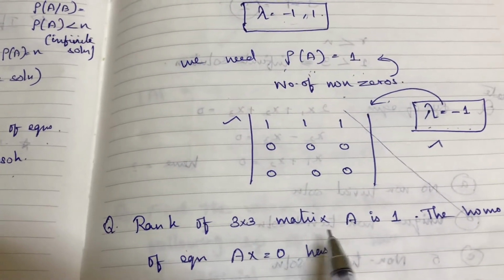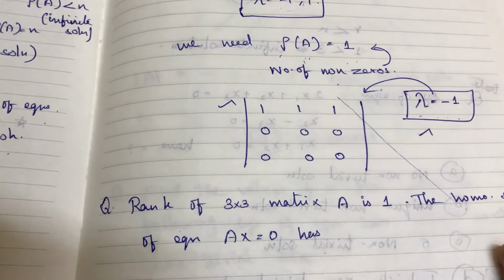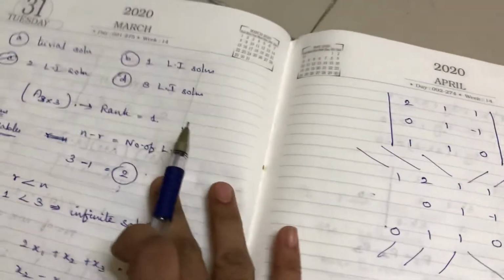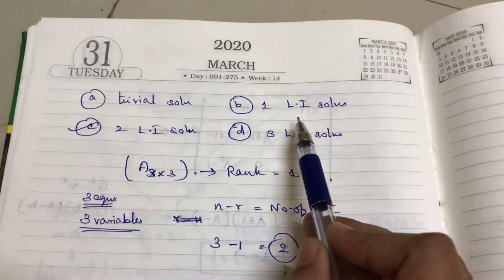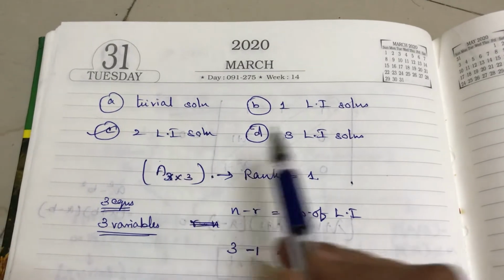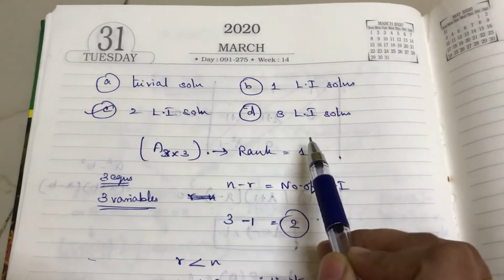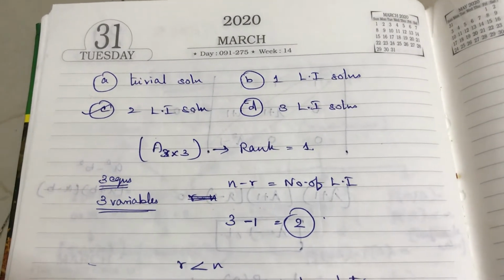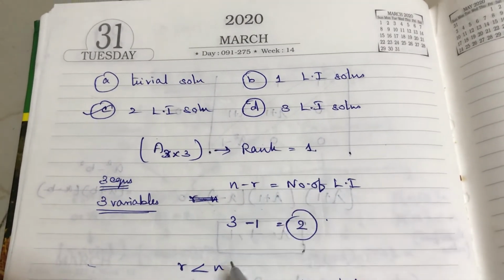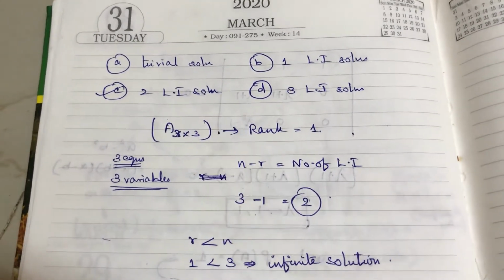Then only we can get only 1 non-zero row. Okay. Let's see another sum. The rank of a 3 by 3 matrix is 1. They have given the rank as 1. The homogeneous system of equations is Ax equal to 0. They have given 4 options here: trivial, 1 linear independent, 2 linear independent and 3 linear independent. They have given a 3 by 3 matrix and the rank is 1. Right, okay. If it is a 3 by 3 matrix, how many equations are there? 3 equations. Rank they have given 1. So 3 minus 1 is 2, which is nothing but 2 linear independent solutions.